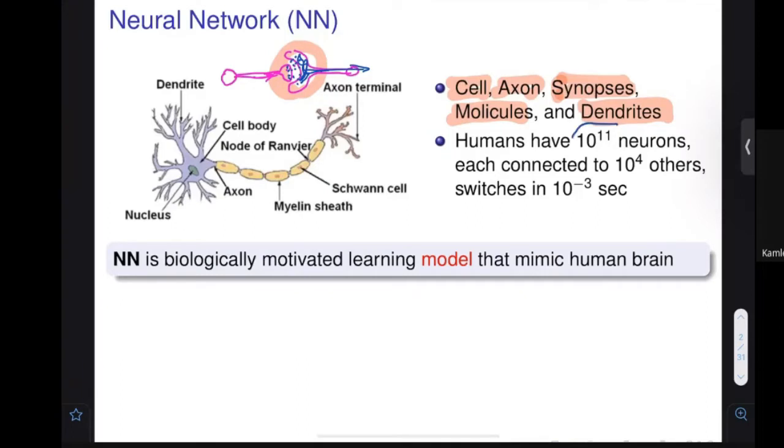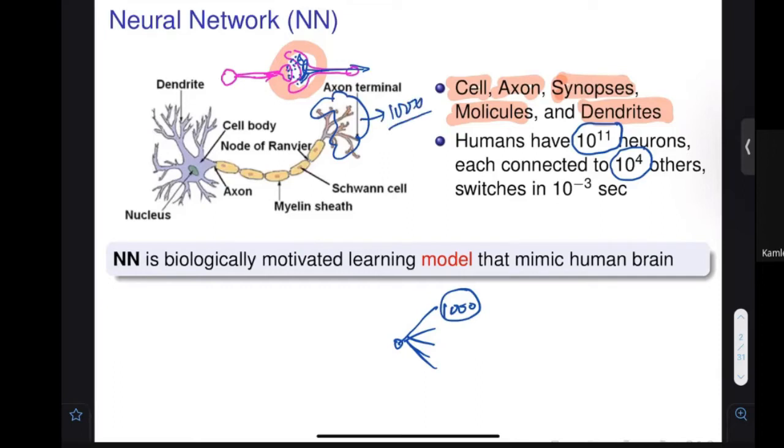These are broad structures. The human brain typically has 10 to the power 11 neurons. That is a very large number, and each of them is connected to 10 to the power 4, that is 1000, other neurons. So if there is one neuron, it is going to be connected to 1000 other neurons. So for the output, the axon terminal, how many connections would there be? Around 1000 connections on average with the others.